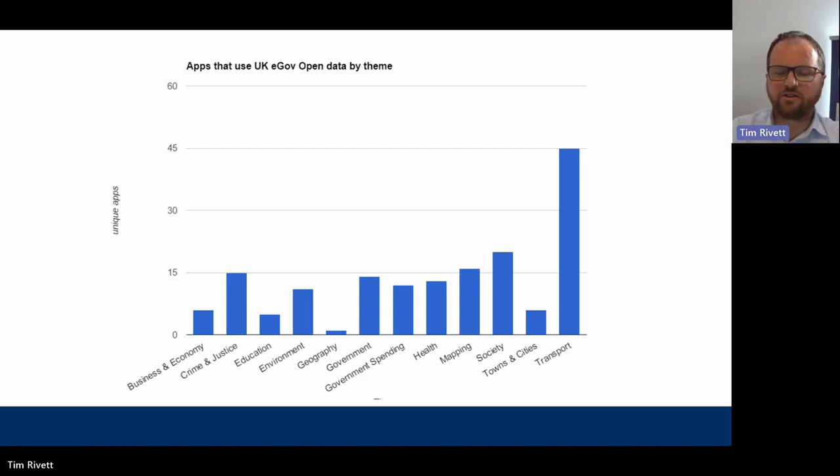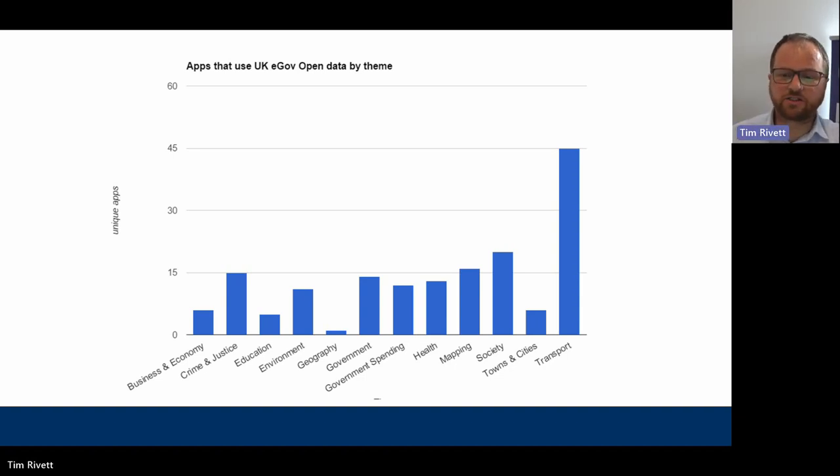The 2021 usage survey looked at what people were using the different data sets that were available for, and transport is by far and away the biggest in terms of the number of apps that the public are able to use. And so that just highlights the fact that what we do in transport is really important.